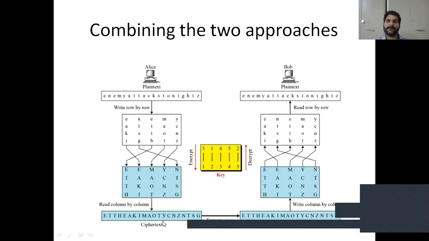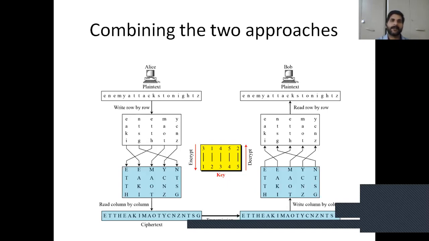This ciphertext is transmitted over the insecure channel. After receiving the ciphertext, write it column by column and apply the decryption according to the key. First is written to the third position. Second is written to the first position. Third is given to the fourth position. Fourth is given to the third position, and fifth is given to the fifth position. After writing these columns, we read row by row and find the same original text.